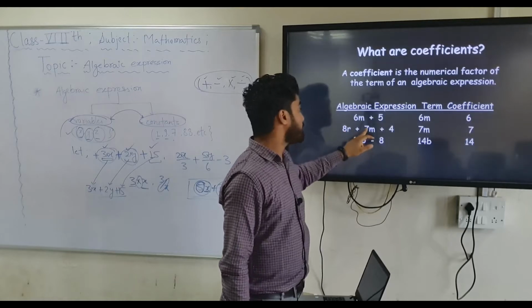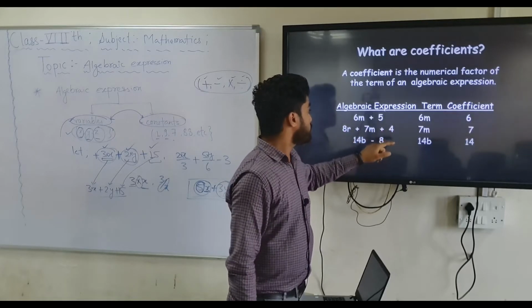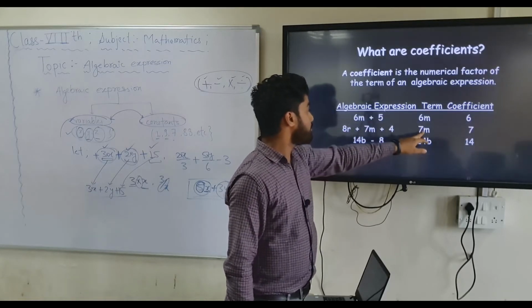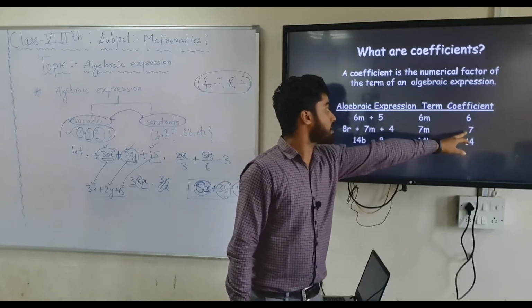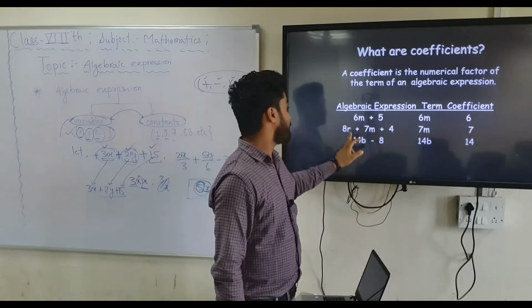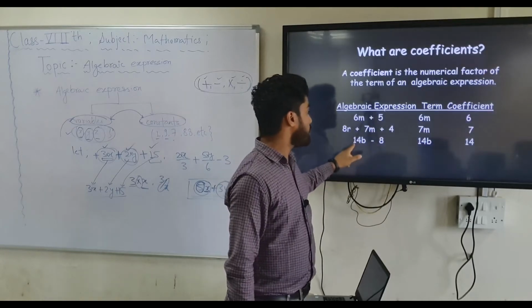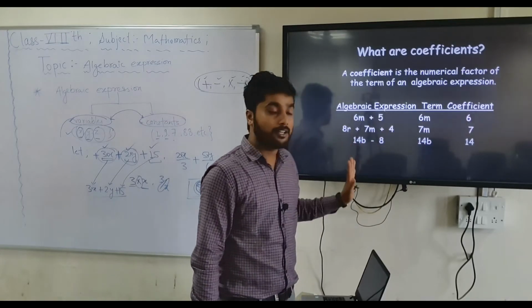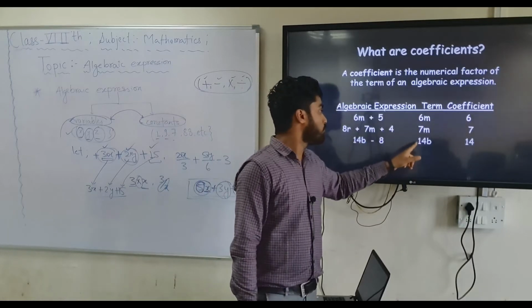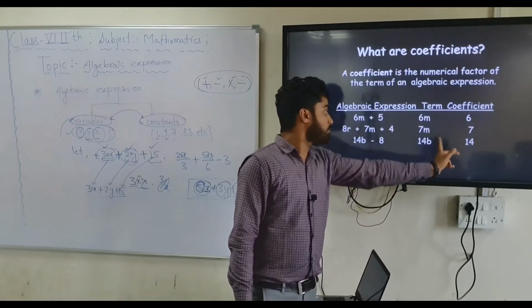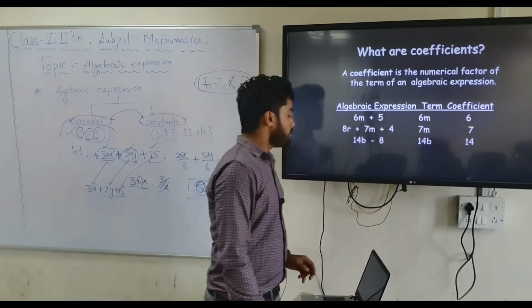Again, in 8r plus 7m plus 4, in the term of m we see 7m, and 7 is the coefficient of m. Again 14b, only one variable is here, and in 14b, 14 is the coefficient of b.